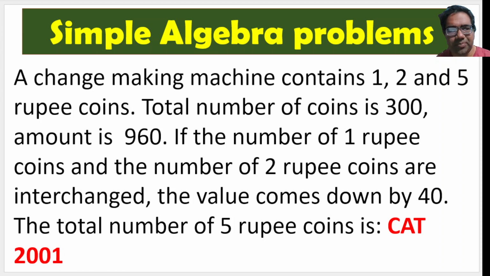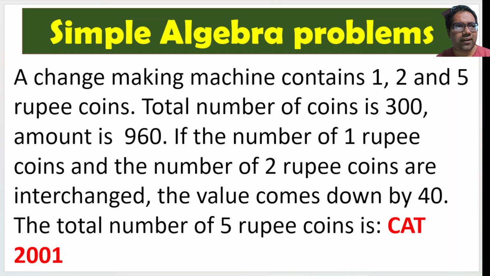Yes. Here is another simple algebra problem that has come in CAT 2001. There is a change making machine that contains rupee 1, 2, and 5 coins. The total number of coins is 300 and the amount of these coins is 960. For example, if there are 200 coins of 2 rupee denomination, then they will contribute 200 rupees.